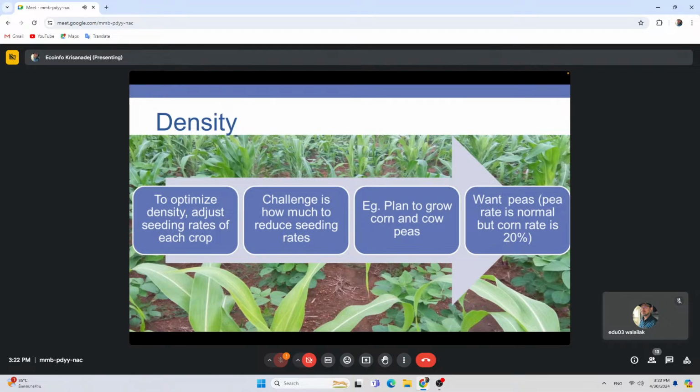Basically, if you have a seeding rate very low, but you have high productivity, this is what you want to do, right? Like less seed but more produce coming out. For example, plant to grow corn and cowpea. Next slide, please.